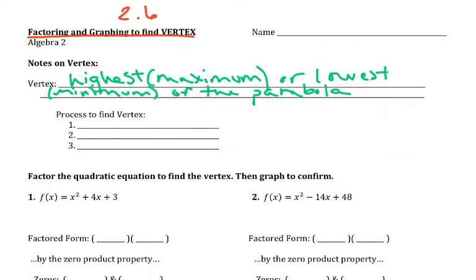So the process that we're going to use to find the vertex is to first factor the quadratic. Once you factor the quadratic, we're going to find the zeros, so that we can average them. And then the last piece is we're going to plug in the x to get the y.